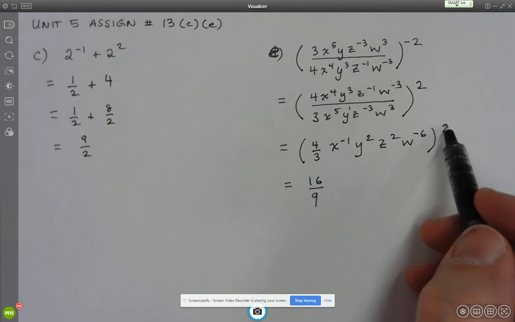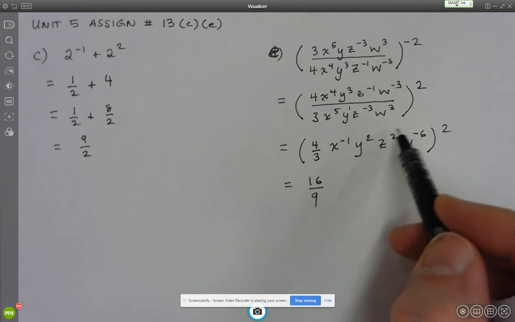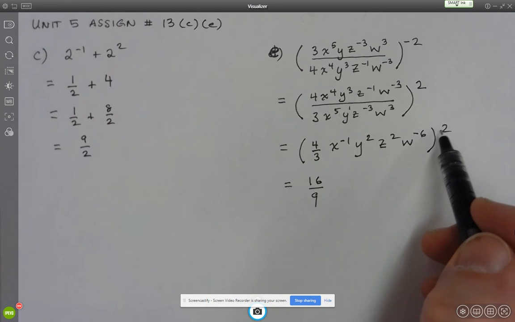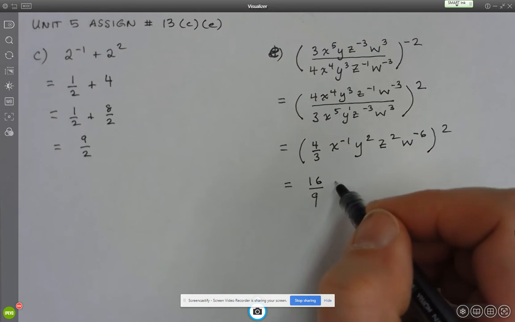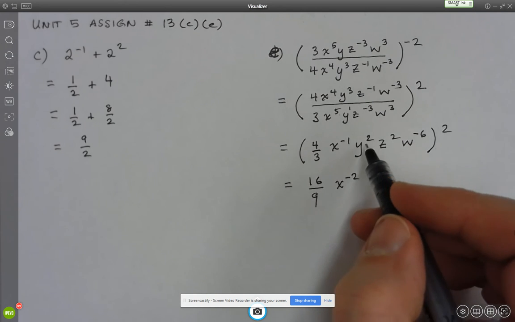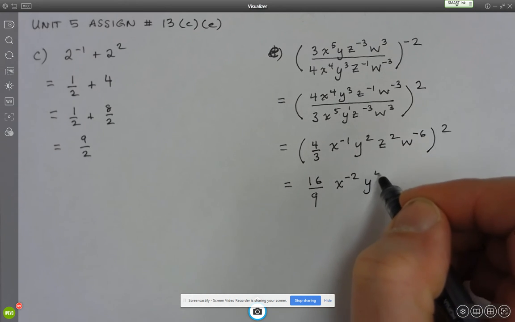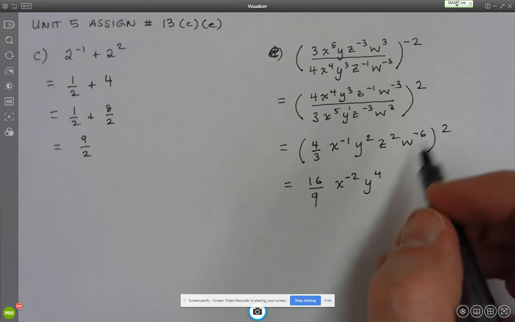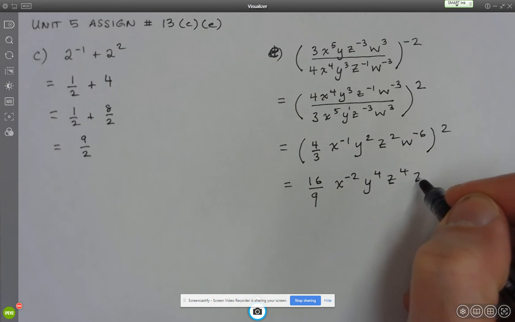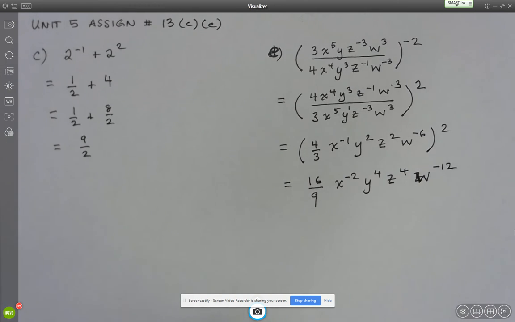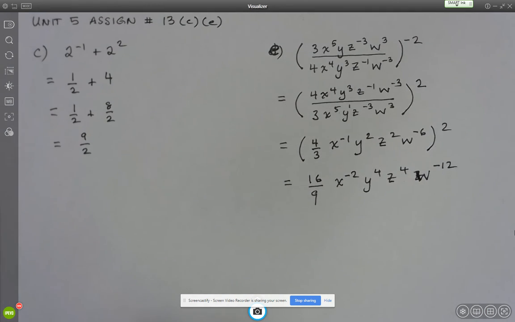So here, as I apply the exponent to all of these, I have the power of a power, so I'm going to be multiplying the exponents. This is going to be negative 1 times 2, so x to the negative 2. This is going to be 2 times 2, y to the 4. This is again 2 times 2, z to the 4, and negative 6 times 2 is w to the negative 12. All right?